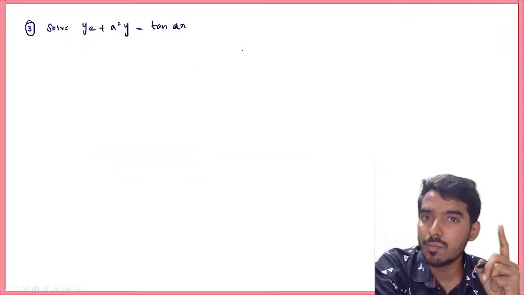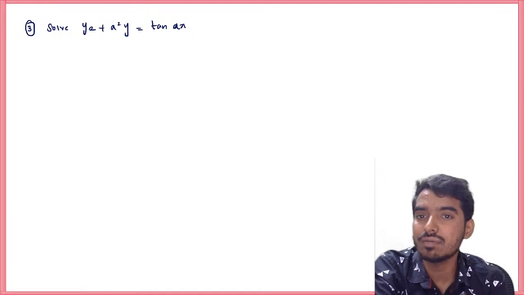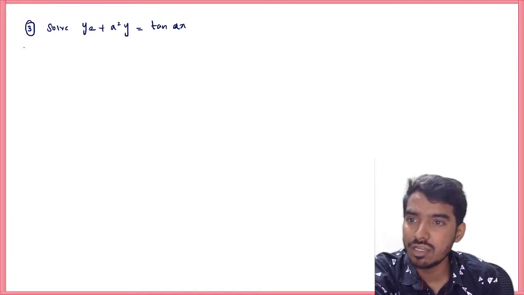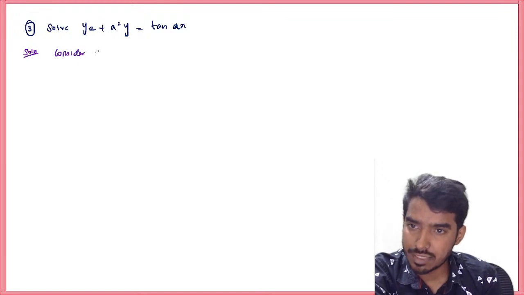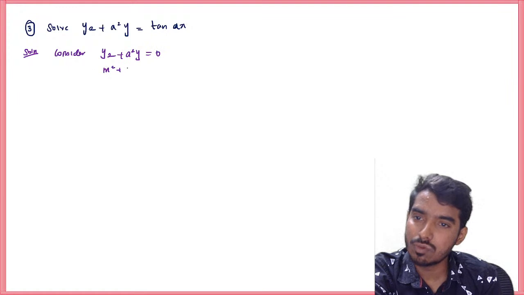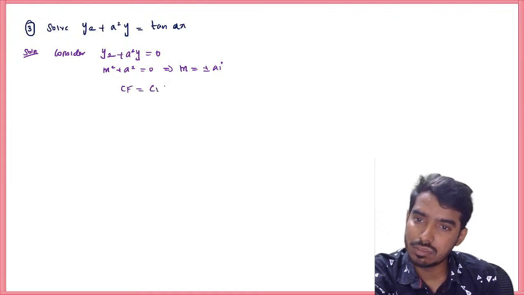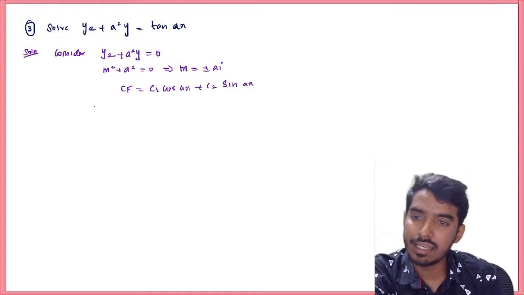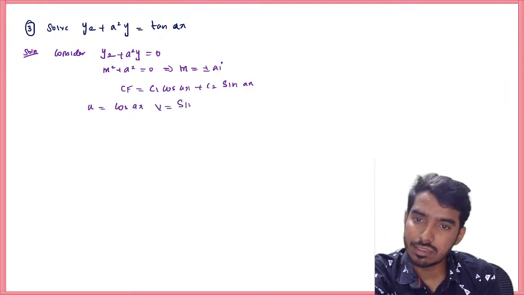So in the first problem we have secant ax. In the previous problem we have cosecant ax. Now we are going to tan ax, right? So we will solve this. So consider this equation, right? y'' plus a square y is equal to 0. So the auxiliary equation is m square plus a square is equal to 0. That means m is equal to plus or minus ai. Therefore, our CF is C1 cos ax plus C2 sin ax. So therefore your u is cos ax and your v is sin ax.